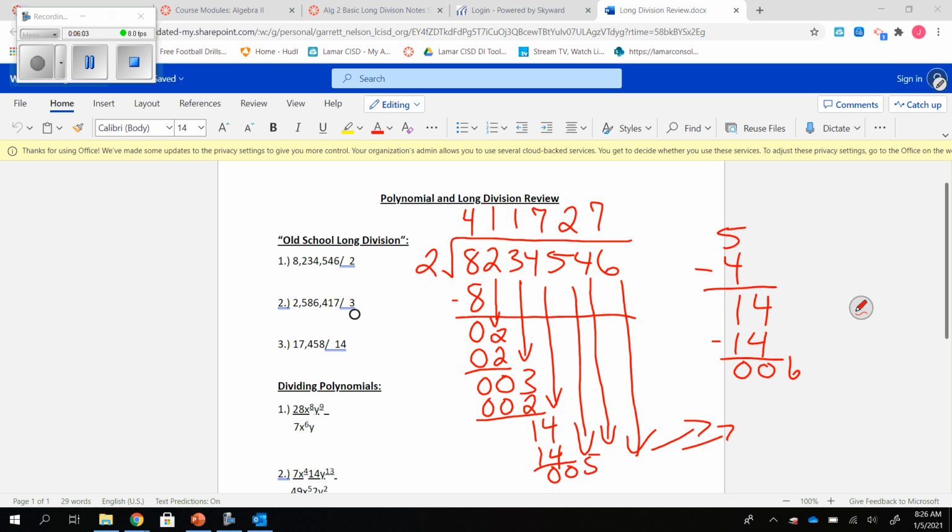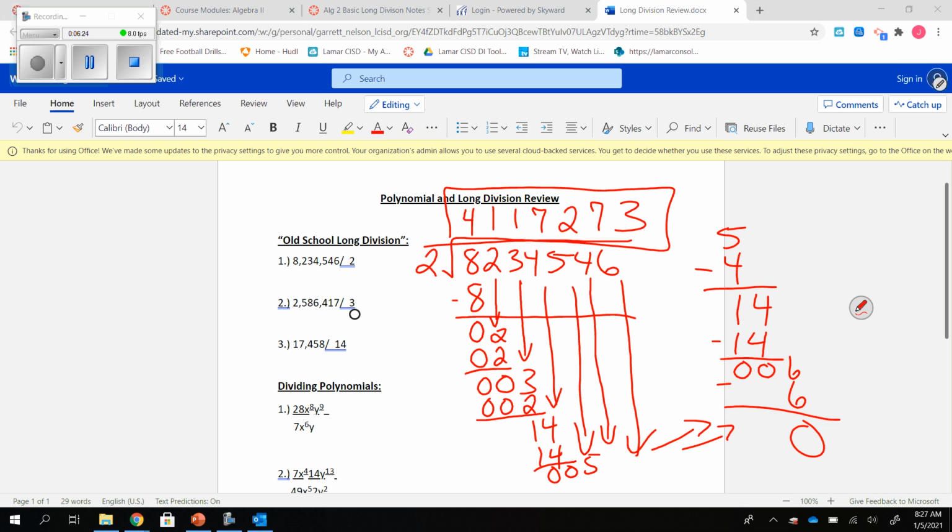So 0, 0, 6. How many times does 2 go into 6? That is 3. 3 times 2 is also 6. 6 minus 6 is 0. Our remainder is 0. So our final answer, after all that, we took it one number at a time, is 4117273.